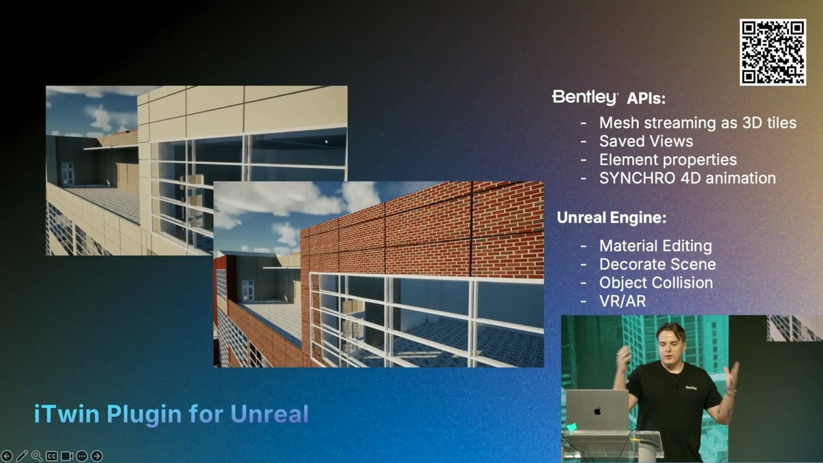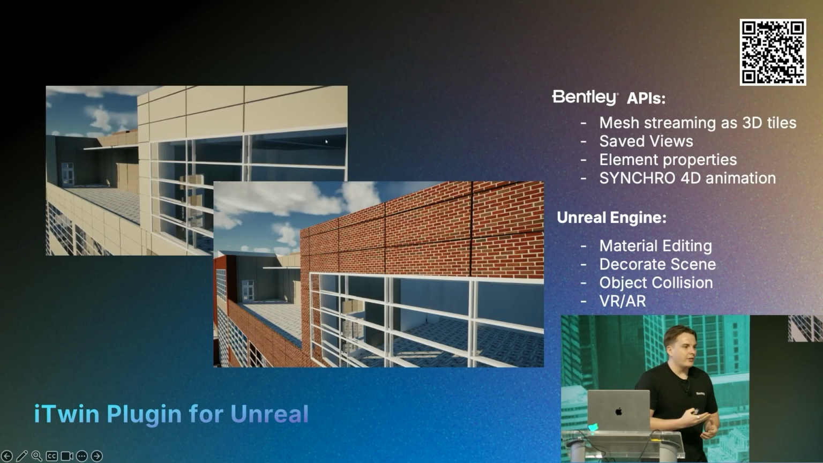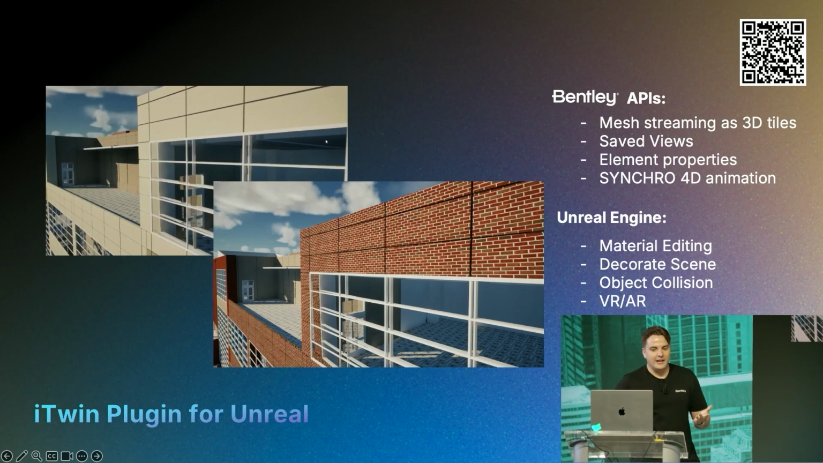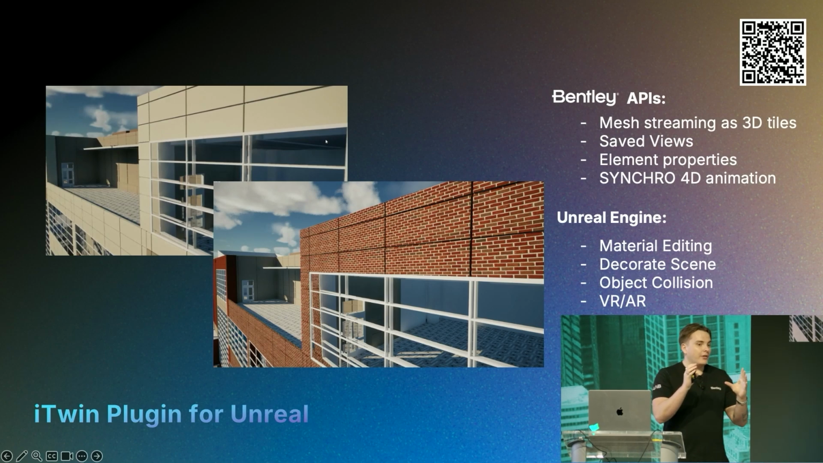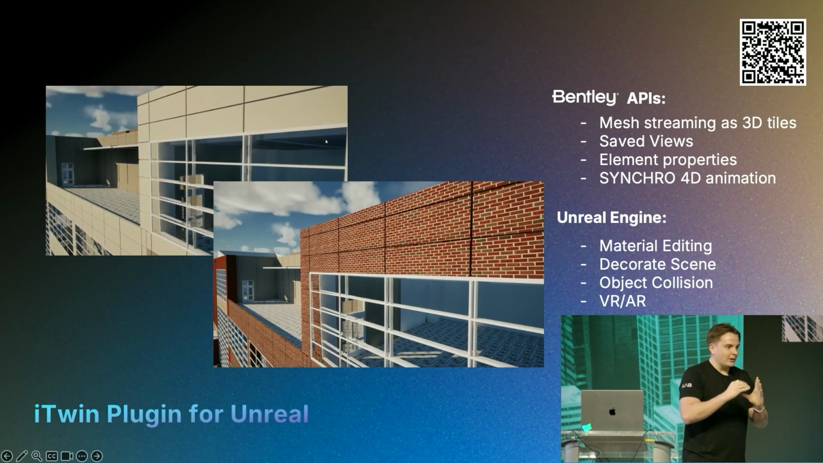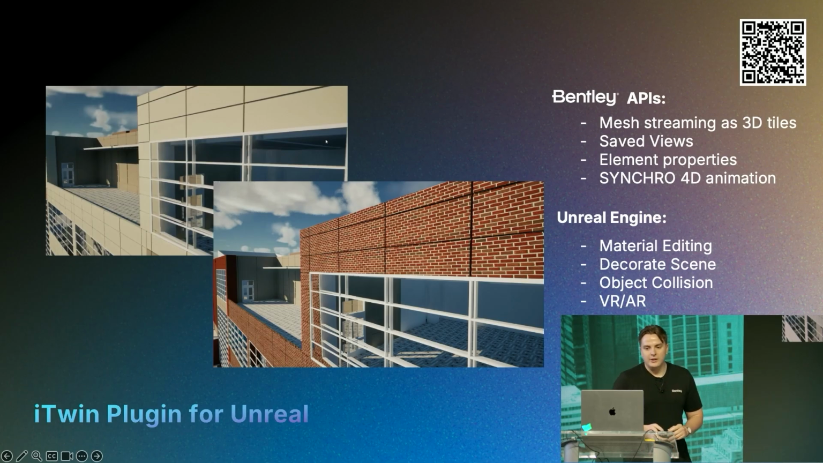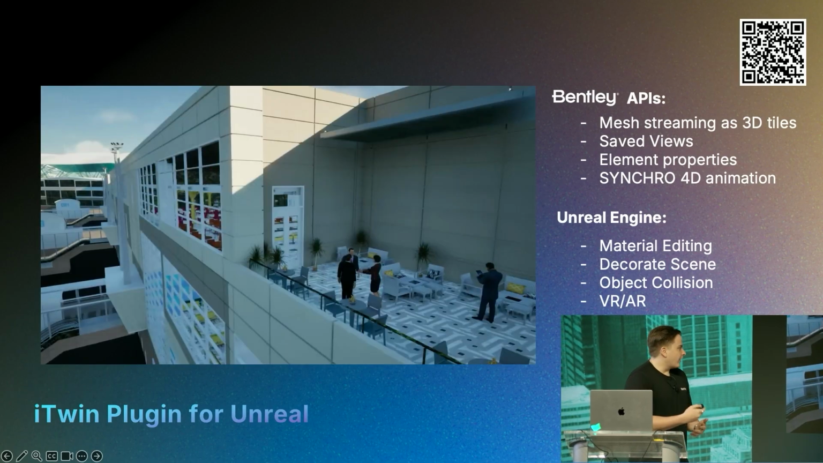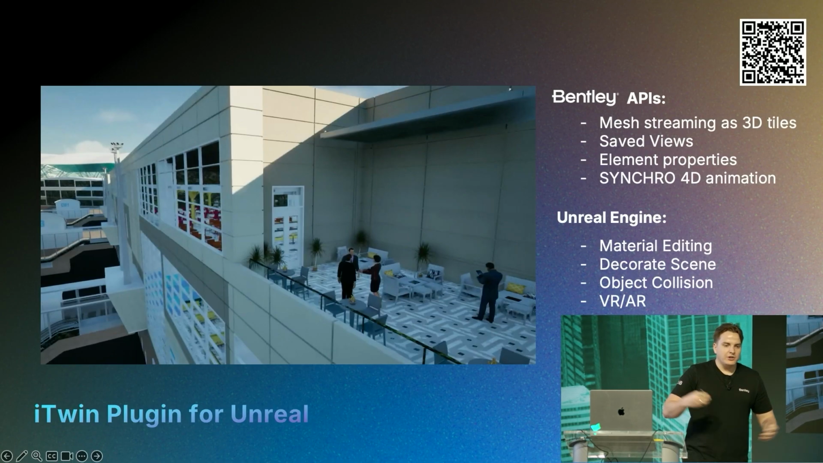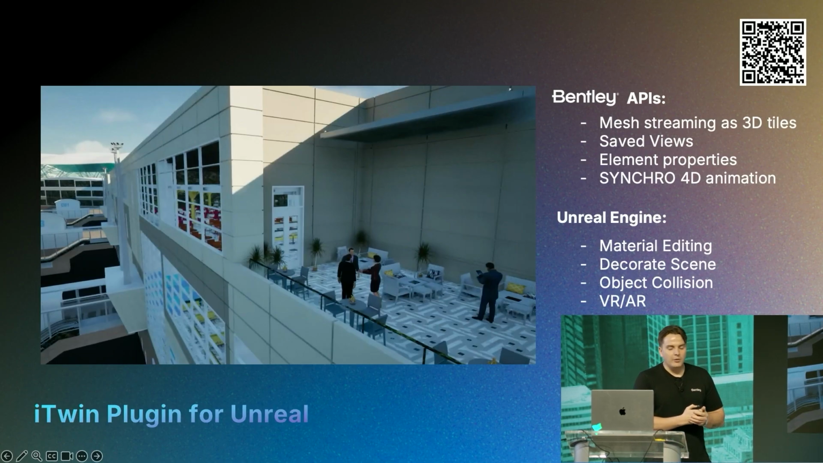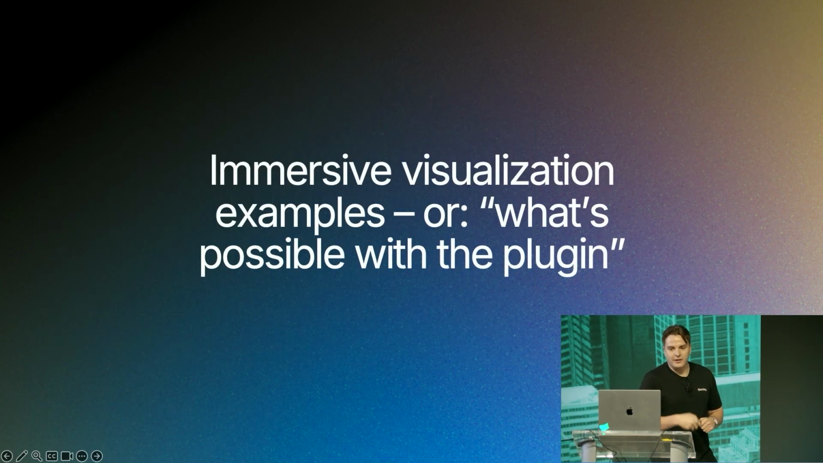Then on the more, what you expect normally of Unreal Engine side, we have material editing. So this is kind of a big one because it allows us to edit materials directly on the Cesium tile set. It's not individual actors, it's one huge tile set altogether, and we can edit the materials individually. We can then decorate the scene. This is just things that you can do with Unreal. You can decorate the scene, you have object collision, and you can publish this to VR, AR, which Marcus will also talk about in a second.